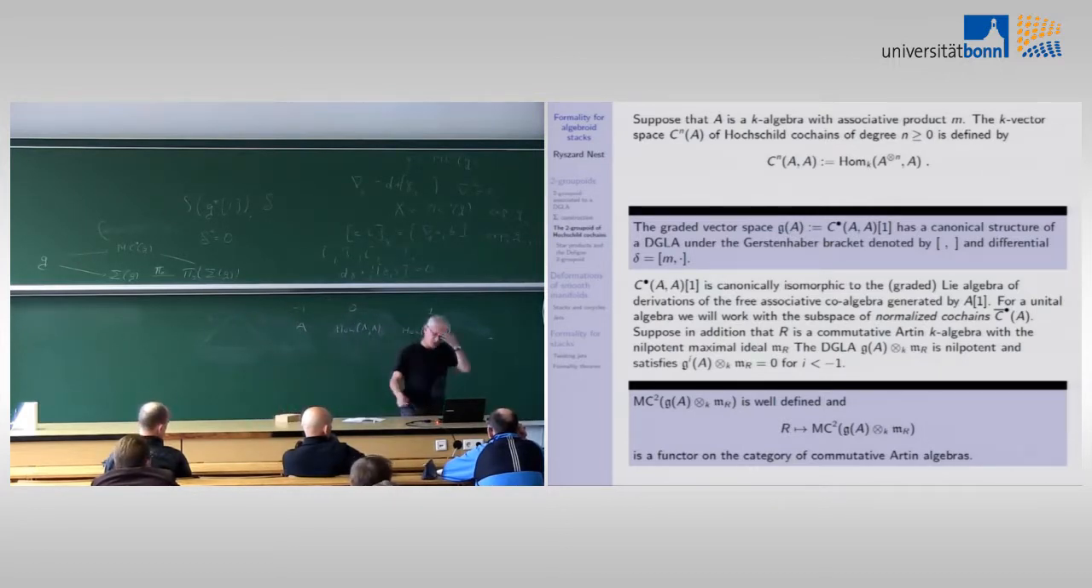There is this differential, which is really the commutator, the Gerstenhaber bracket, with a bilinear map, which is given by the product. And saying that the product is associative is the same as saying that this bilinear map is associative. Okay. Well, this is a DGLA.